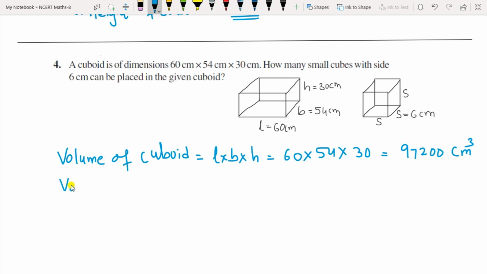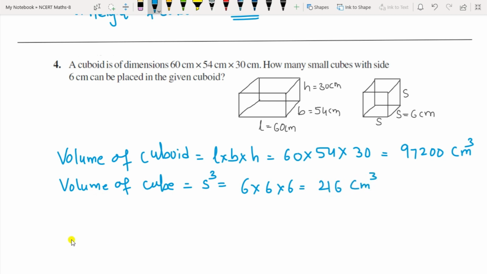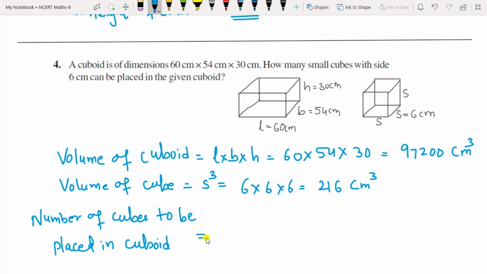Now volume of cube is side cube, that is 6 into 6 into 6, which is 216 centimeter cube. So now here you have to find the number of small cubes. So the number of cubes to be placed in the given cuboid will be equal to volume of cuboid.